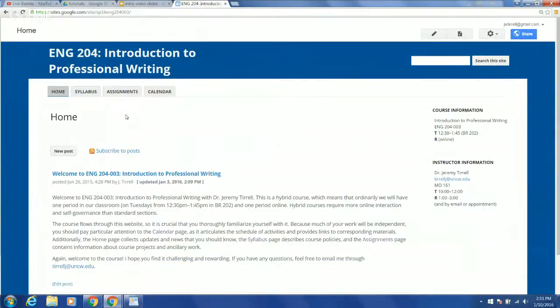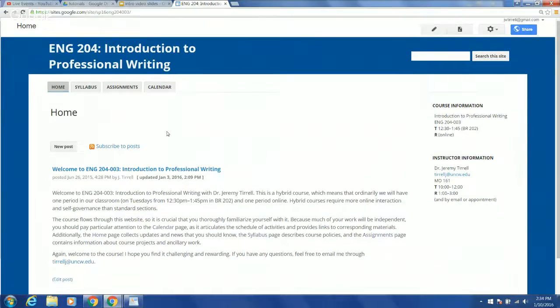A couple of things to point out are the navigational structure up here. We've got 4 sections right now: home, syllabus, assignments, and calendar. We'll add at least one more as we go throughout the semester, but this will be the same on every page. And then over here on the right, we've got a sidebar that's got course information, the where and when of our meetings, and then instructor information, so how to get a hold of me. My email address is there, as is my office and my office hours. If you can't make my office hours, you can always email me or set up an appointment.